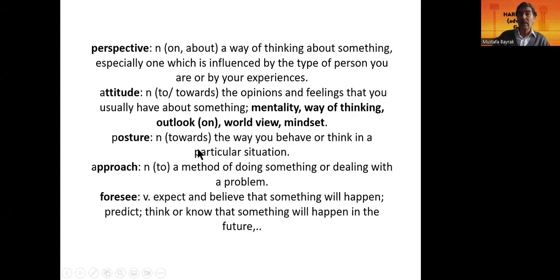Towards, again, we use towards for the way you behave or think in a particular situation. Approach to, also very useful. But again, to, towards. Approach: a method of doing something or dealing with a problem. What's your approach to or towards education in this country?